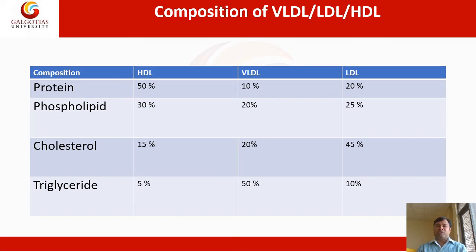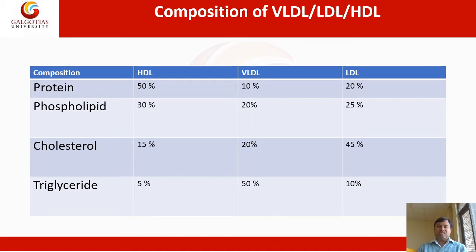This is the composition of the VLDL, HDL and LDL. Basically, four components are present in the lipoproteins: protein, phospholipid, cholesterol and triglyceride. HDL is called good cholesterol because it contains a large amount of protein. You can see in the table that 50% protein is present in HDL, while in VLDL and LDL the amount is low, like in VLDL 10% while in LDL it is 20%.